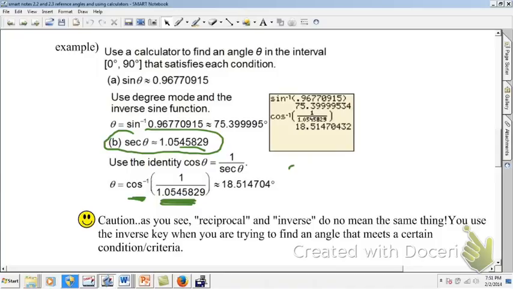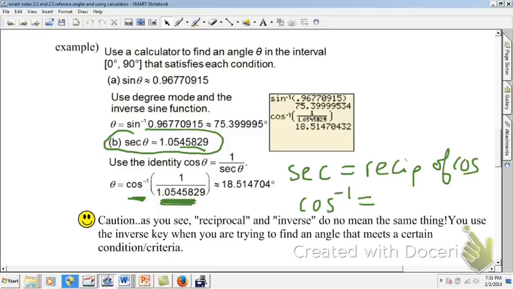So here's what I would do. I would write a recipe here. Secant is the reciprocal of cos. And I would love to be able to hit inverse secant, but instead I'm going to have to hit inverse cos. But instead of using the current argument, I'll use the reciprocal of that argument. So that means I'm going to have to hit inverse cos of the reciprocal of that number that was given, that 1.054, etc. So let's just practice thinking through that process again.